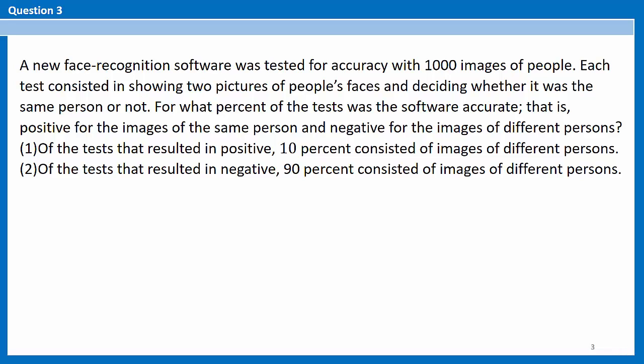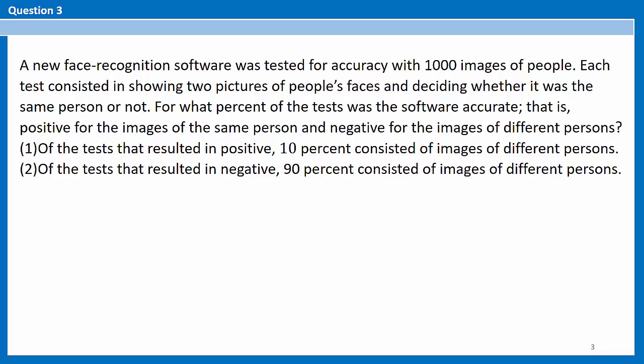A new face recognition software was tested for accuracy with 1,000 images of people. Each test consisted of showing two pictures of people's faces and deciding whether it was the same person or not. For what percent of the tests was the software accurate? That is, positive for the images of the same person and negative for the images of different persons.